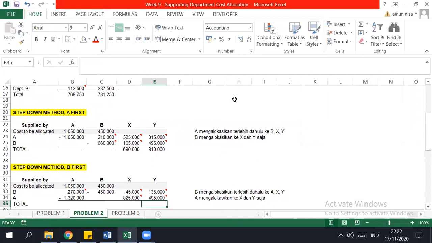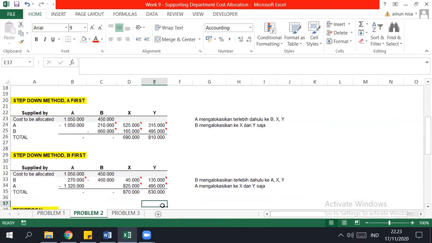So we have already calculated all the allocation of the cost, and don't forget to sum all of the cost, and for department A and B, it must equal to 0. And then we found that the sum of total cost in department X is 870,000, and for department Y is 630,000. Okay, so that's all for step-down method B first.